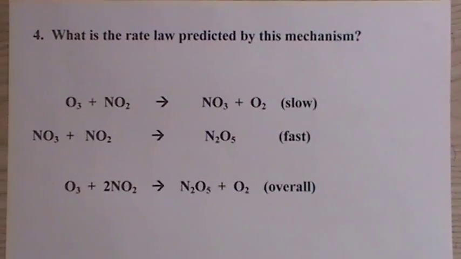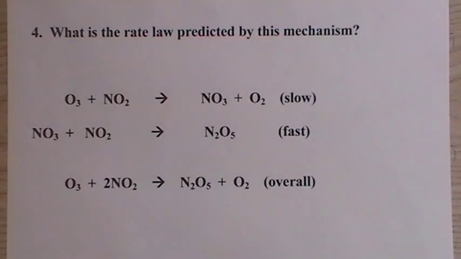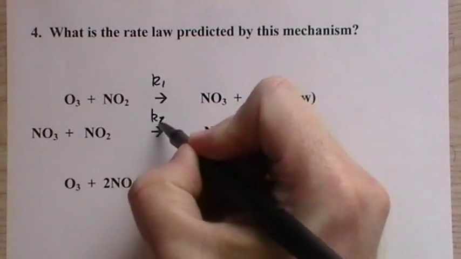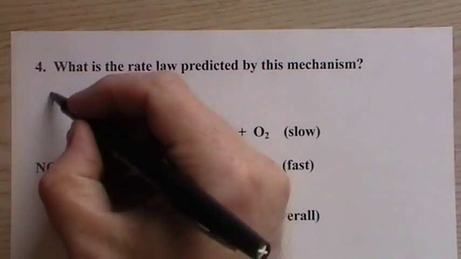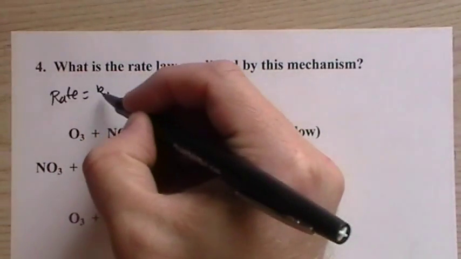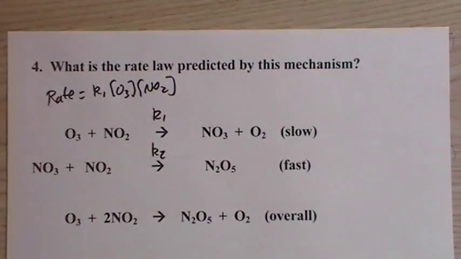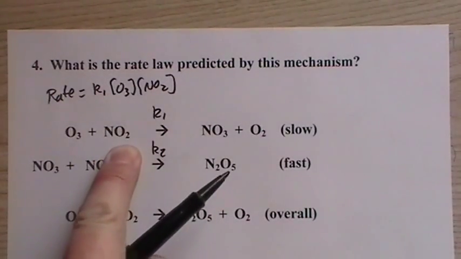Now, because we can look at what is actually happening on the molecular level, we can write the rate law directly for each of these steps. Call this K1, K2. So we can write the rate law for this as the rate is equal to K1 times the concentration of O3 times NO2. And you say, well, you can't do that. You can't write it directly off a reaction. We learned that, but that's an overall reaction. When we're looking at the actual thing that's happening, these two, it's first order in ozone, first order in NO2.